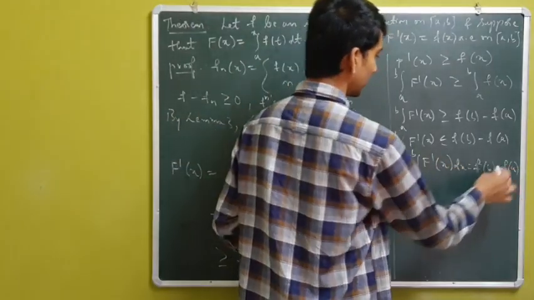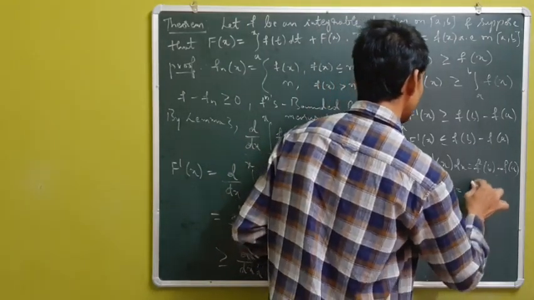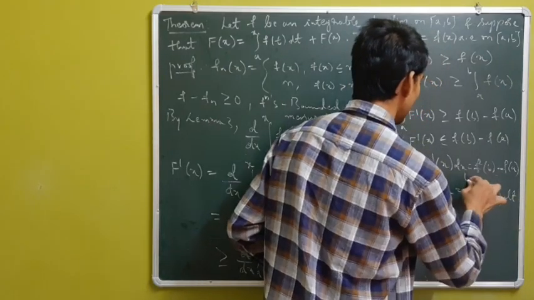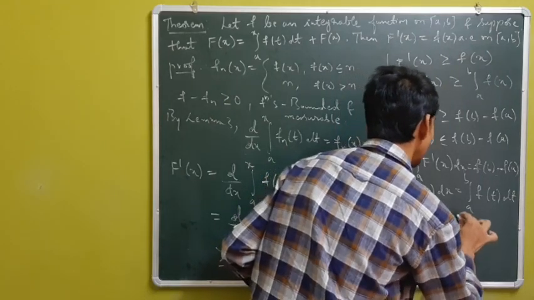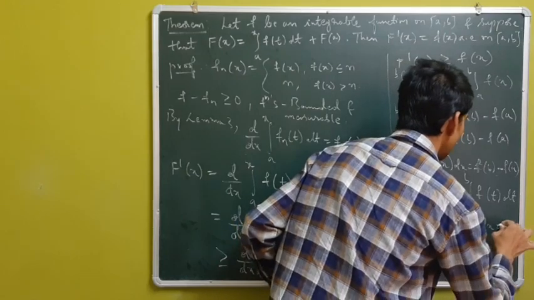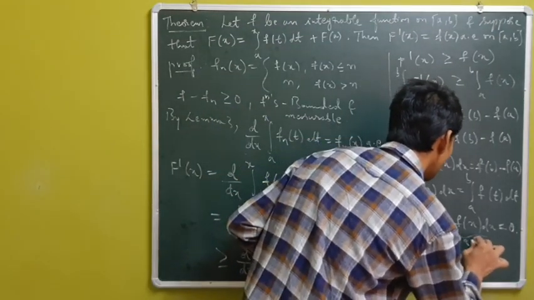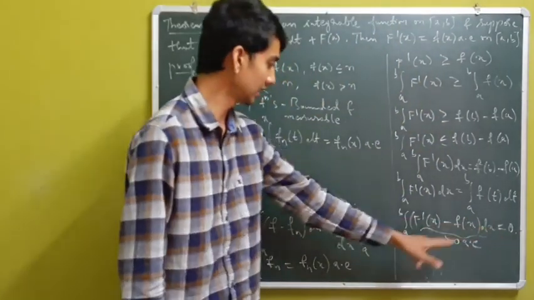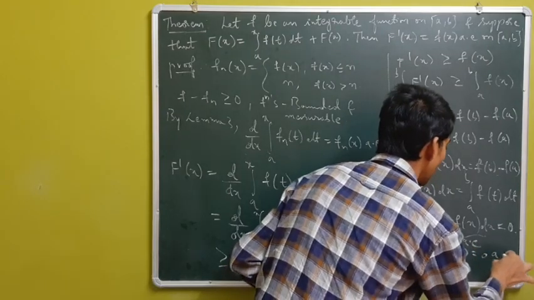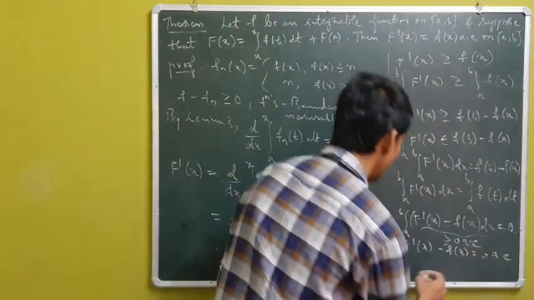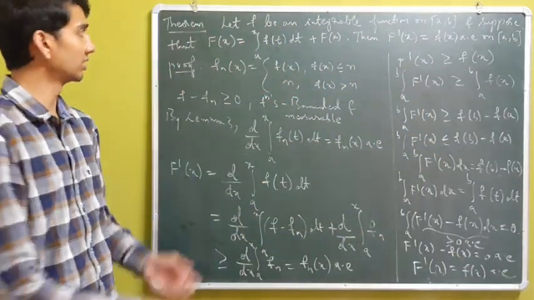So having the integral of f dash of x equal to f of b minus f of a, now I can write this as the integral of f dash of x being the same as the integral of f of t over a to b. So again I can write this as the integral over a to b of f dash of x minus f of x dx equal to 0. And since f dash of x minus f of x is greater than or equal to 0 almost everywhere, I do have f dash of x minus f of x equal to 0 almost everywhere. Hence f dash of x equals f of x almost everywhere, which completes the proof of the theorem.